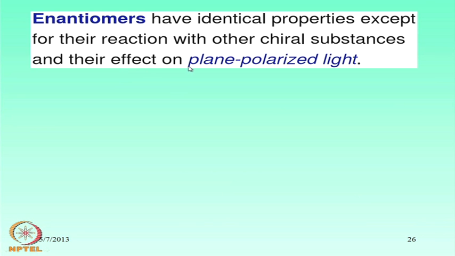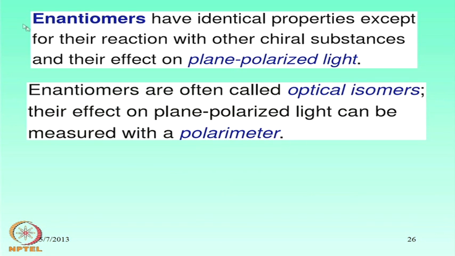Their other property is that they behave differently with plane polarized light. Plane polarized light will behave differently with the two different enantiomers. So, enantiomers are what we call optical isomers. If we have two enantiomers, we call them optical isomers, and their effect on plane polarized light can be measured using a polarimeter. If plane polarized light passes through a solution of these optical isomers, we will see that the plane of polarization is rotated.